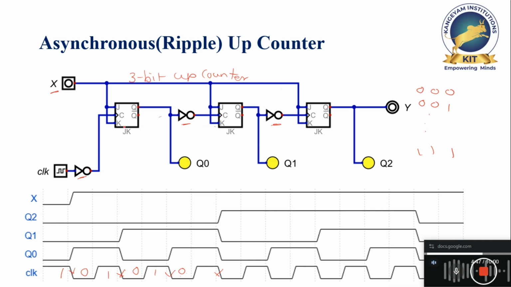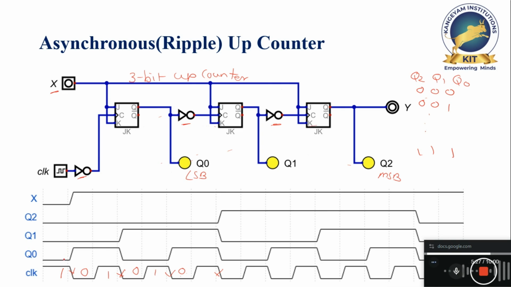One more thing you have to know is that Q2 is the MSB. Since this is a 3-bit counter, this is the MSB and this is the LSB. That means in this case this is Q2, Q1 and Q0. This is how it works. As I told you, the clock has been given as input to the first flip flop, that means the Q0 flip flop, and then the Q1 flip flop will get its clock as an input from the output of the first flip flop. We will see one by one.